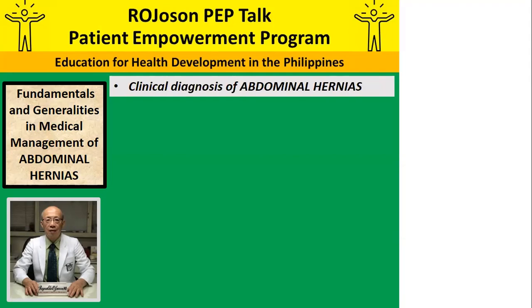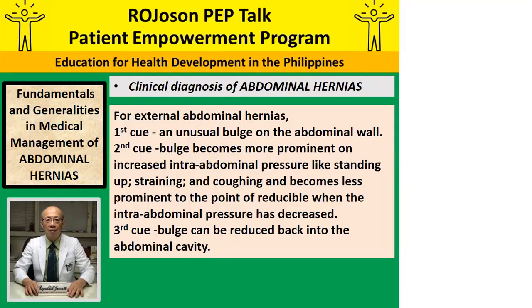Clinical diagnosis of abdominal hernias. For the external abdominal hernias, those seen on the outside, the first cue is that there is an unusual bulging on the abdominal wall. That is the first clue that you might be dealing with a hernia, a bulge, although it could be a mass also. So the next step is to determine whether the bulge will become more prominent on increased intra-abdominal pressure, like standing up, straining, coughing.